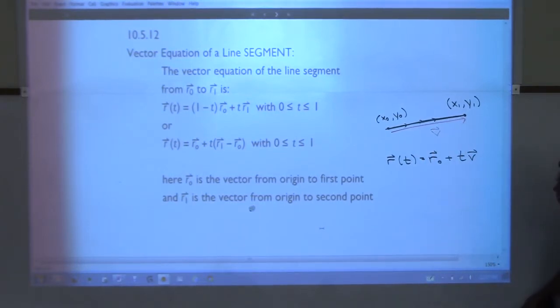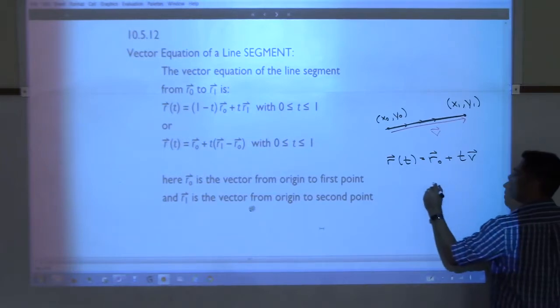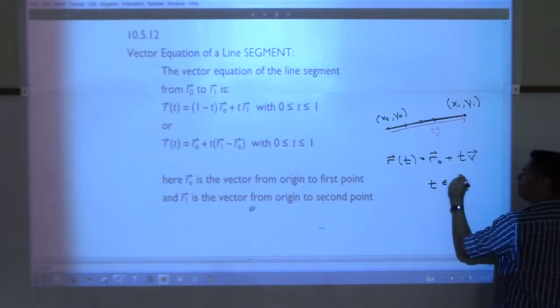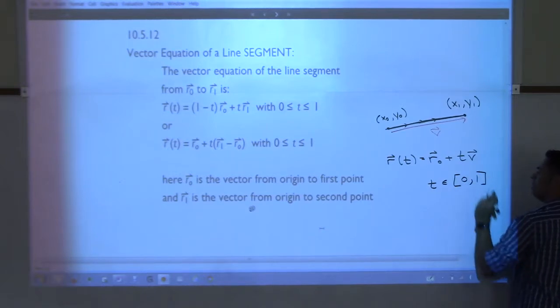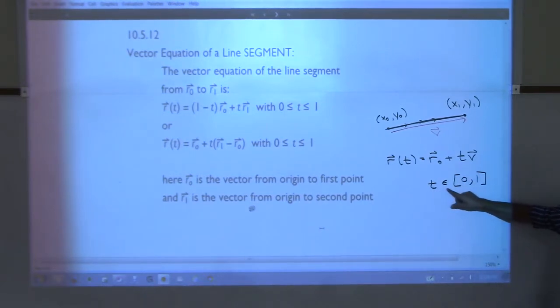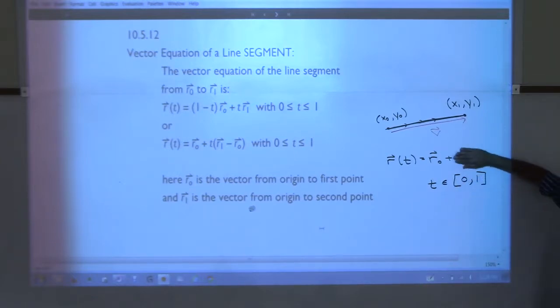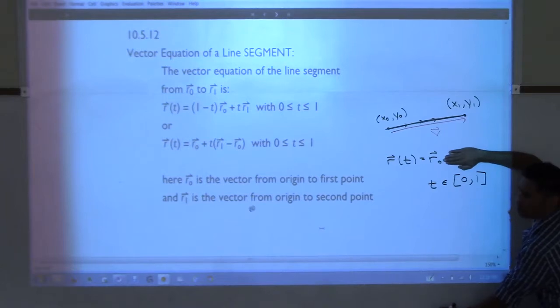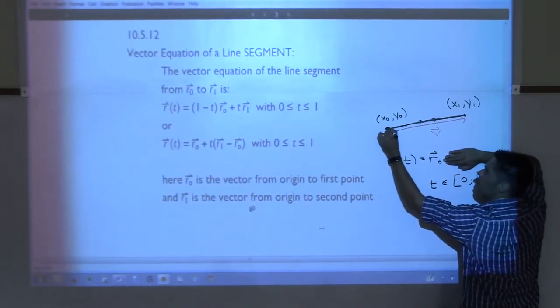But all we have to do to draw this segment is restrict our t. We're going to put a domain restriction on our t. We're going to say you're not allowed to use all t's anymore. Just t inside the interval 0, 1. t is an element of the interval 0, 1. So let's just think about this. What would happen if t was 0? If t was 0, that would be gone, right? And all you'd have is r naught, which should draw me that first point, right?